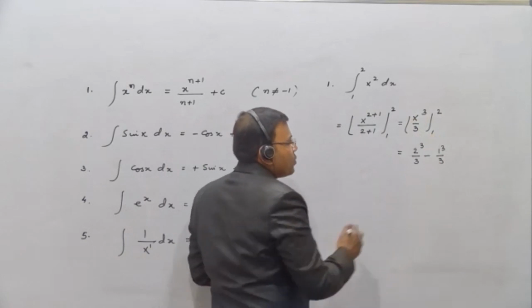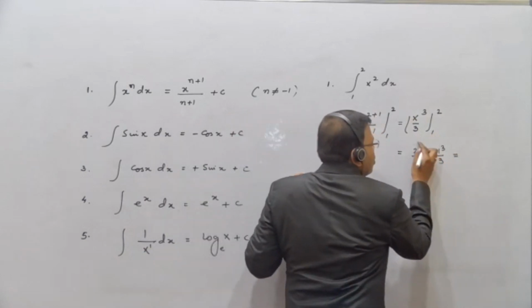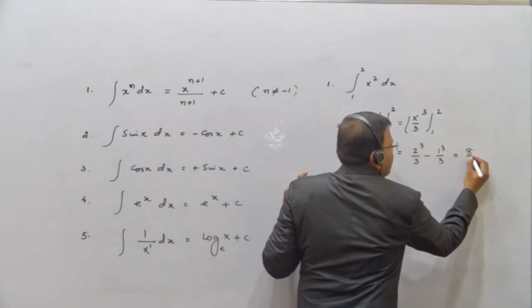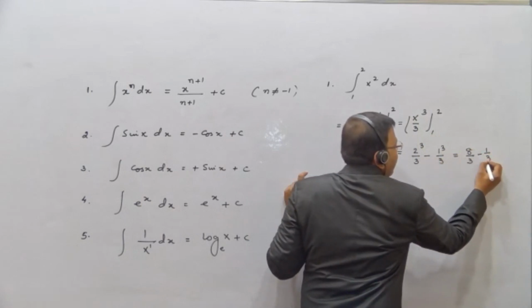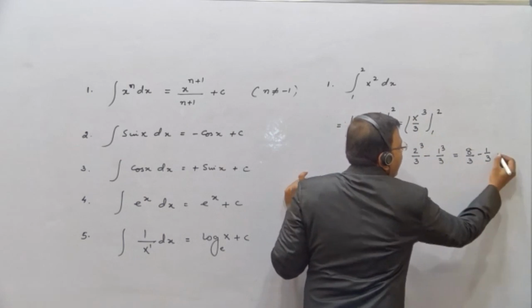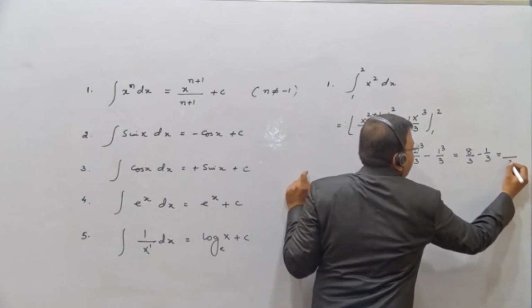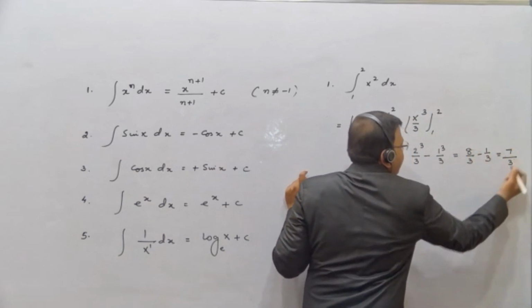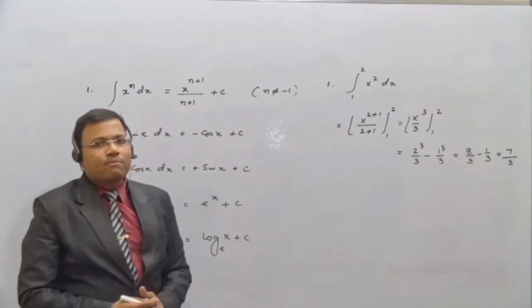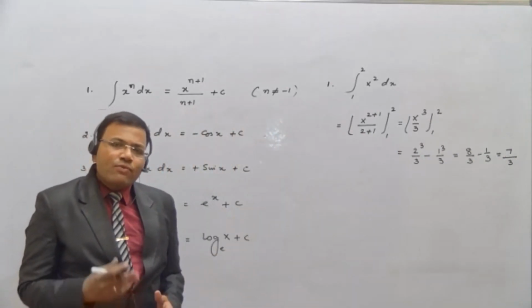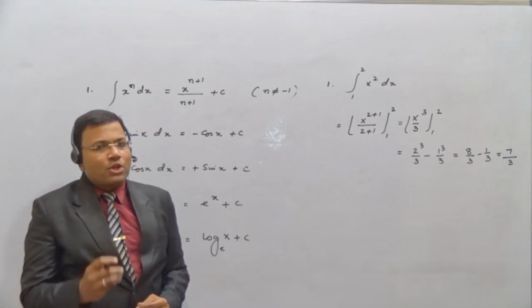The problem is over, students. Now, this 2 cube I can write as 8 by 3, minus 1 cube, which is 1 by 3. If you take the LCM here, it is 3, and 8 minus 1 is 7. That is 7 by 3, the answer for this question. Now let us move to another example for your practice.